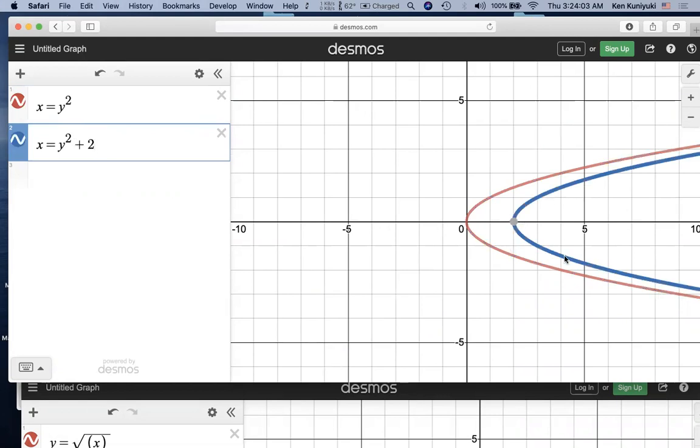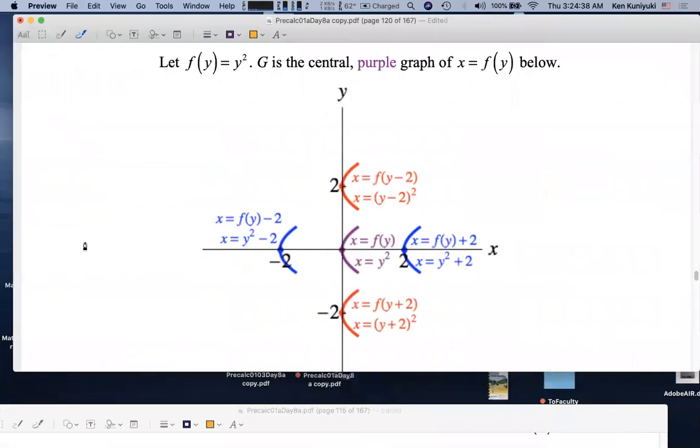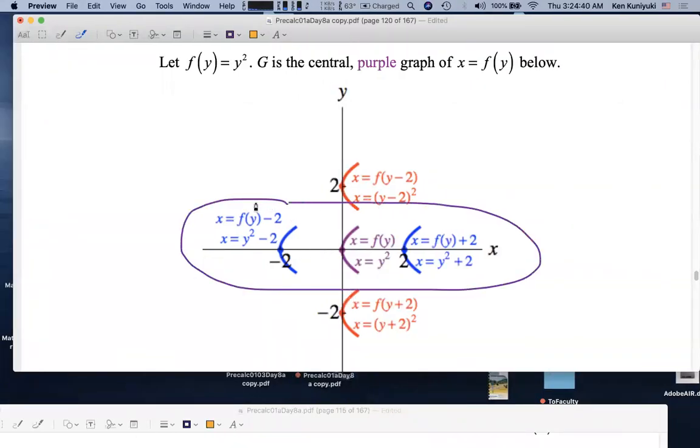You're shifting the graph to the right, because for each value of y, for example, y equals 0 here, the x coordinate increases by 2, in this case from x equals 0 to x equals 2. So for each value of y in the domain, you're increasing the x coordinate by 2 units. You're shifting the graph to the right. How do you shift the graph to the left by 2 units? X equals y squared, all minus 2. So this time, the horizontal shifts are easier. Red to blue for a rightward shift, red to green for a leftward shift. The horizontal shifts are easier.